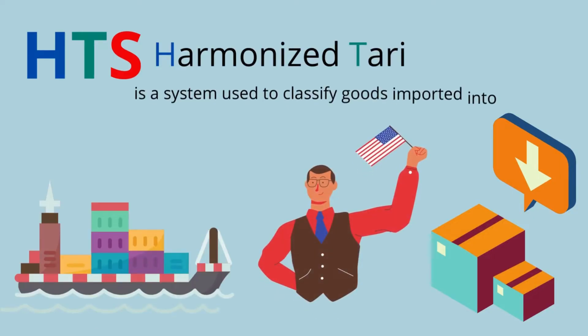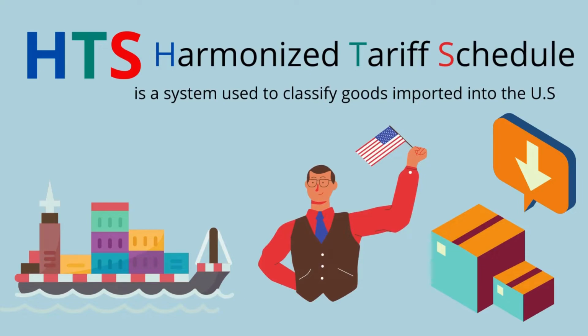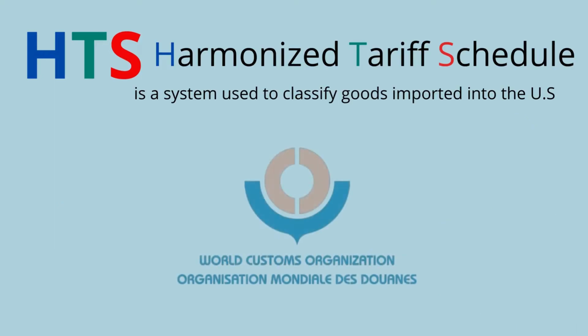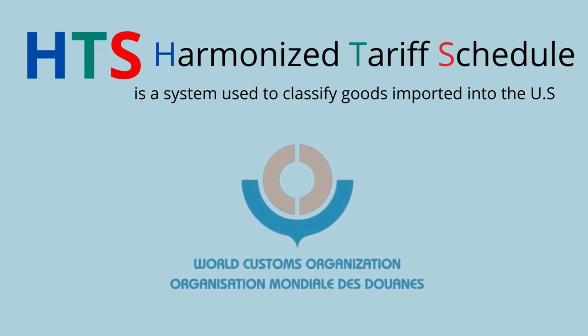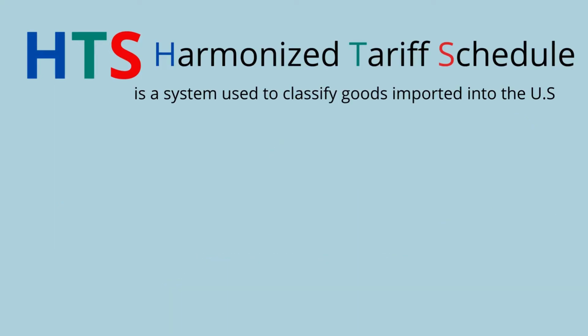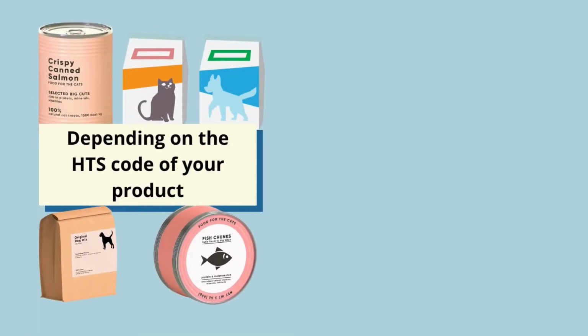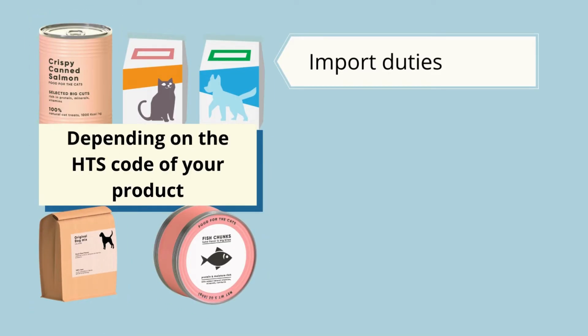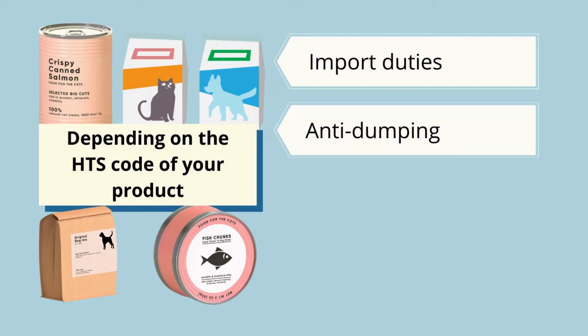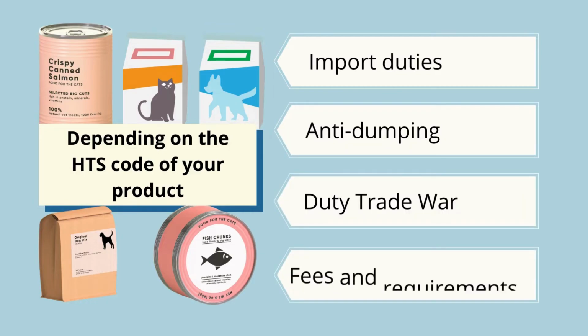HTS, Harmonized Tariff Schedule, or HTS US code, is a system used to classify goods imported into the U.S. and is based on the global HS code system used to classify trade goods worldwide. Each HTS code will have a different import duties rate and specific import requirements. Depending on the HTS code of your product, U.S. Customs and CBP will apply import duties, anti-dumping, trade war duty, and any fees and related requirements that you need to pay.